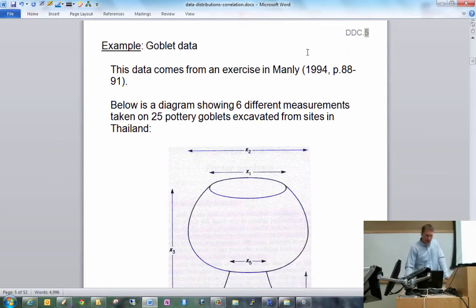So here's another data set that we're going to be using this semester. It's a goblet data set. I first came across this data set a few months before I got married. And before you get married, often what you do, you and your wife, you go to various stores and you register, so that you essentially tell these stores what gifts you want from the guests who come to your wedding.